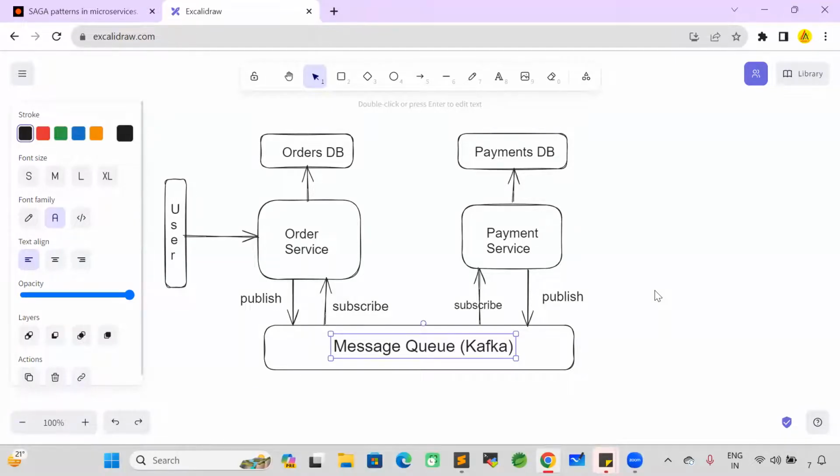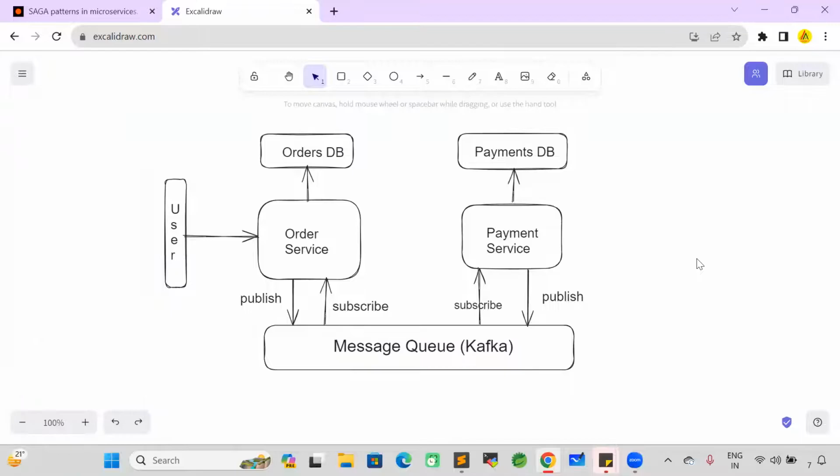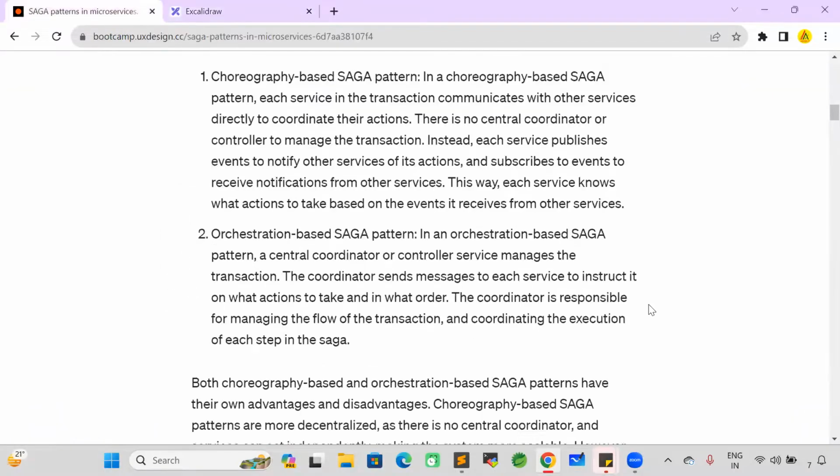Are you guys clear with my point? How the distributed transactions will be managed? Come on.